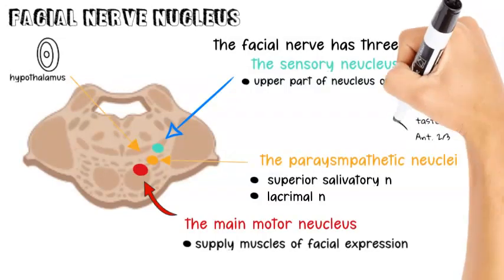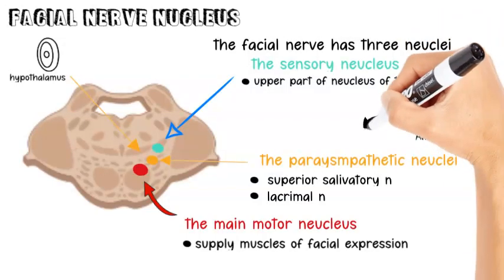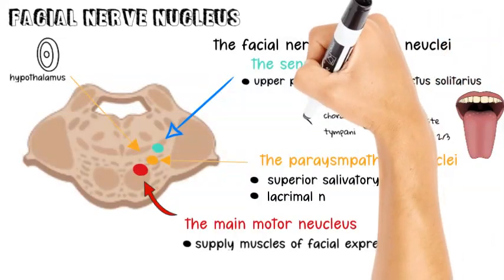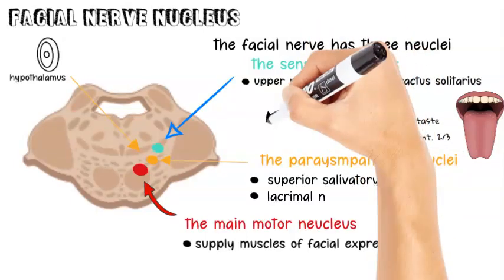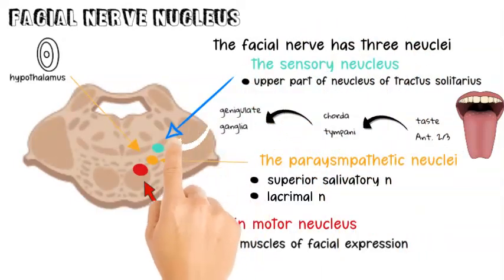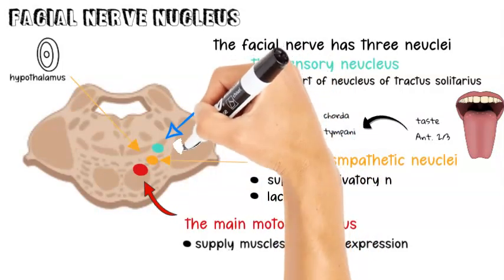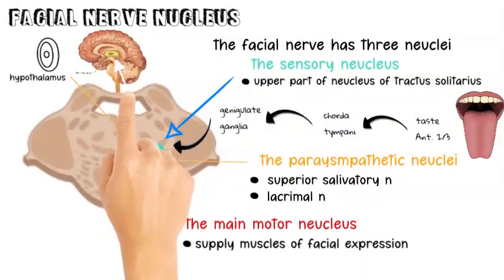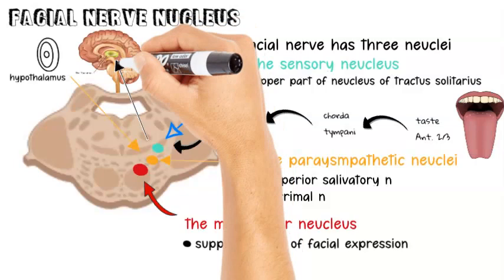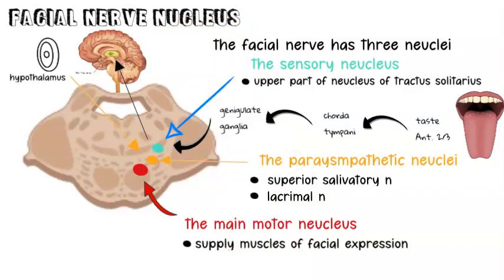Taste sensation is carried from the anterior two-thirds of the tongue through the chorda tympani branch, whose axon synapses with the geniculate ganglion, which in turn synapses with the nucleus. Efferent fibers cross the median plane and ascend to the contralateral thalamus and then to the taste area of the cortex.